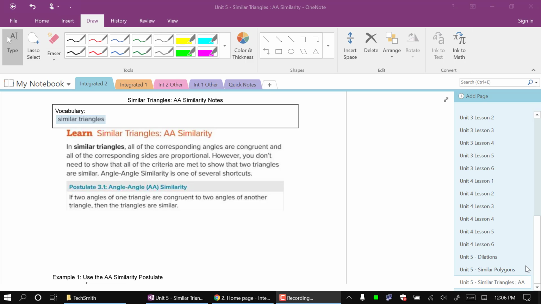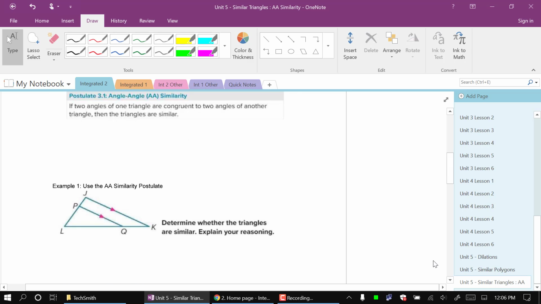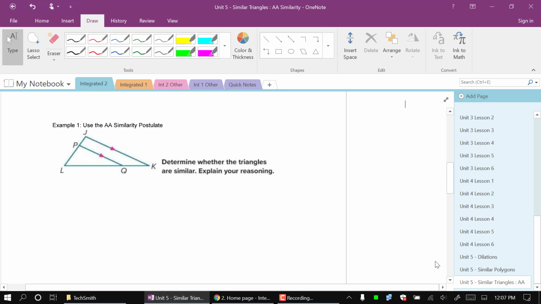So let's take a look at the first example. We're going to use the angle-angle similarity postulate. The postulate says if two angles of one triangle are congruent to two angles of another triangle, then the triangles are similar. So let's take a look at this first example. We want to show that two of the angles are congruent. By showing that, we can show that the triangles are similar.